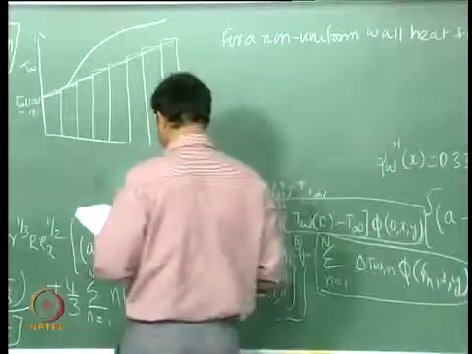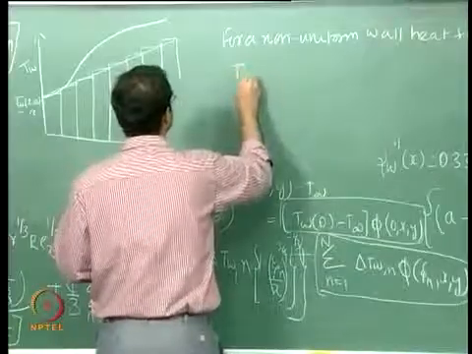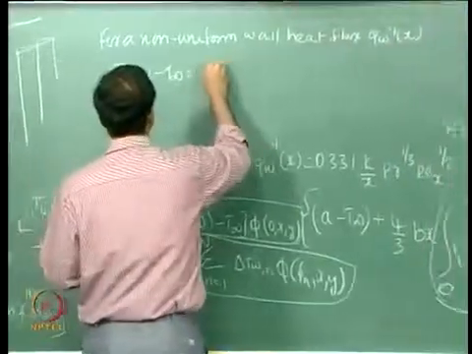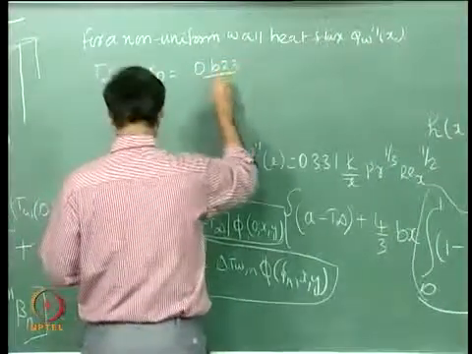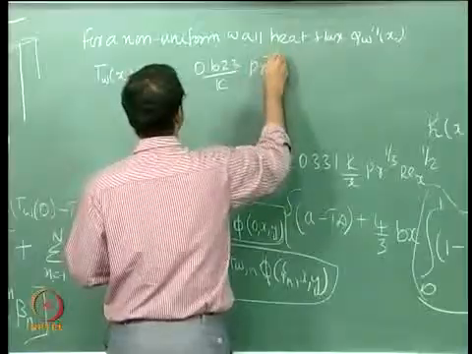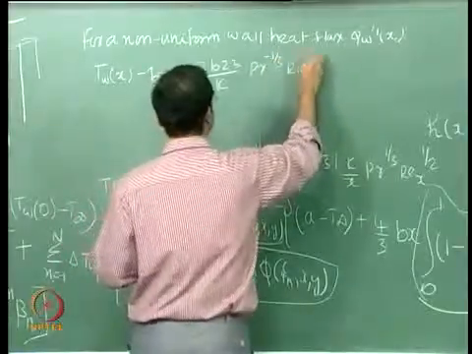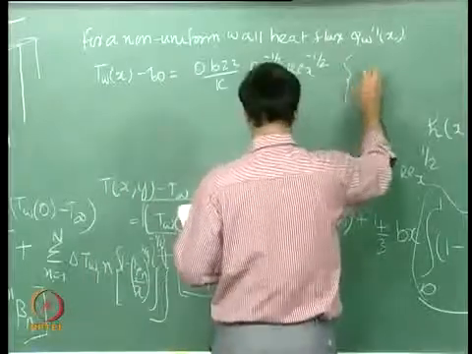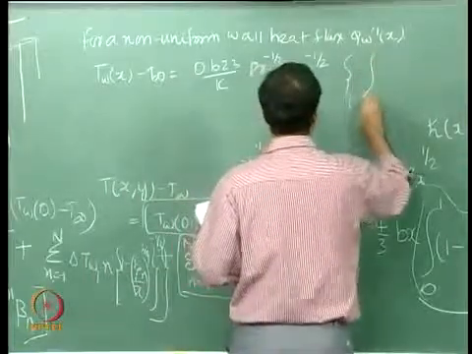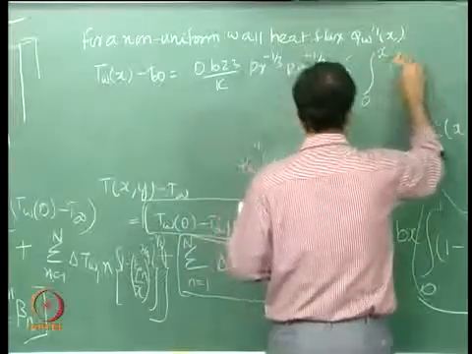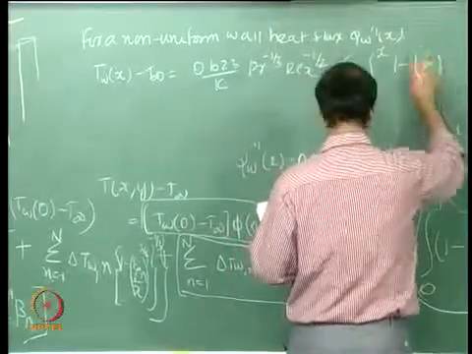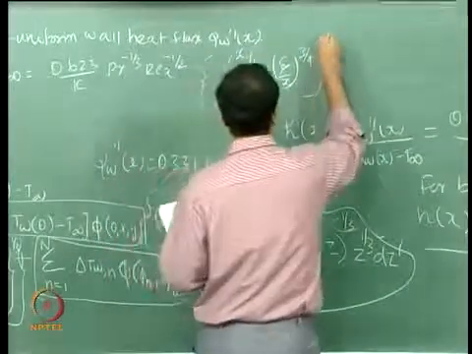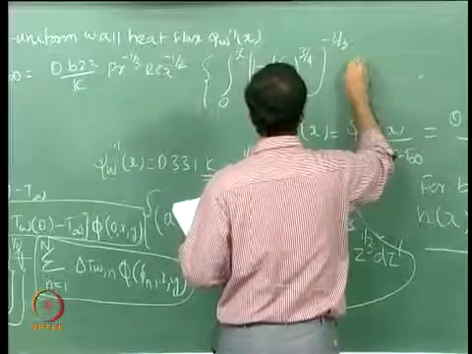So for this case you can calculate the wall temperature variation. You can express it as follows: 0.623 by K, Pr to the power minus 1/3, Re_x to the power minus 1/2, integral from 0 to x of [1 minus (zeta by x) to the power 3/4] the whole raised to the power minus 2/3, into Q.